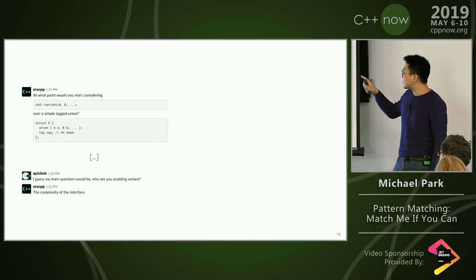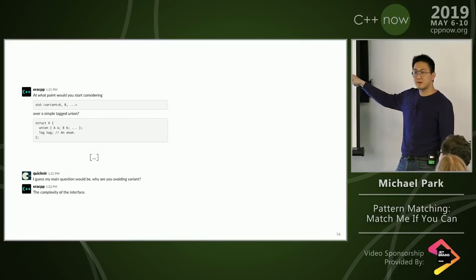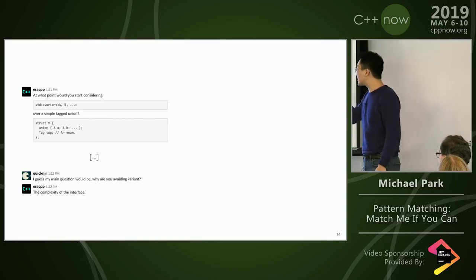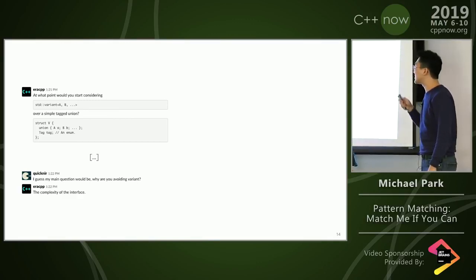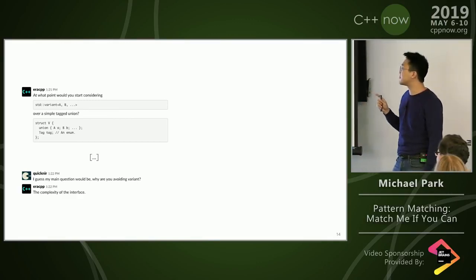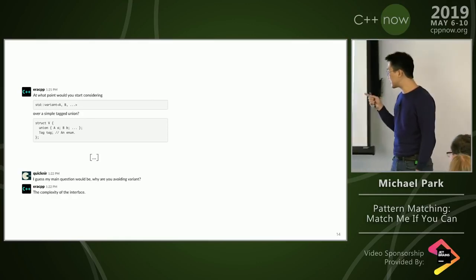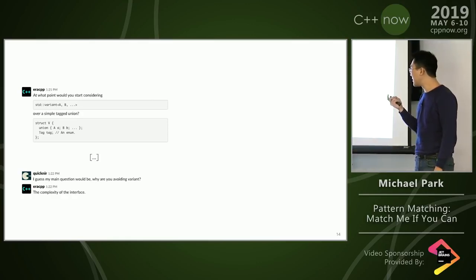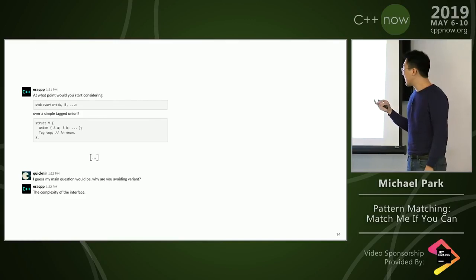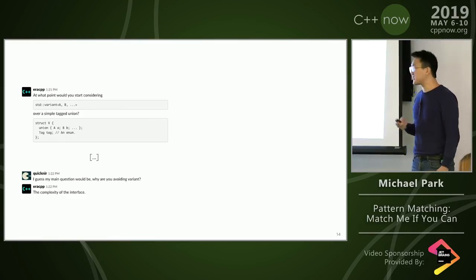I realize this is a bit too small, but I'm going to read it out to you. This is a Slack conversation that I caught at some point. There's a question of, at what point would you start considering std::variant over a simple tagged union? And so the question was, I guess my main question would be, why are you avoiding variant? And the answer to that was the complexity of the interface.